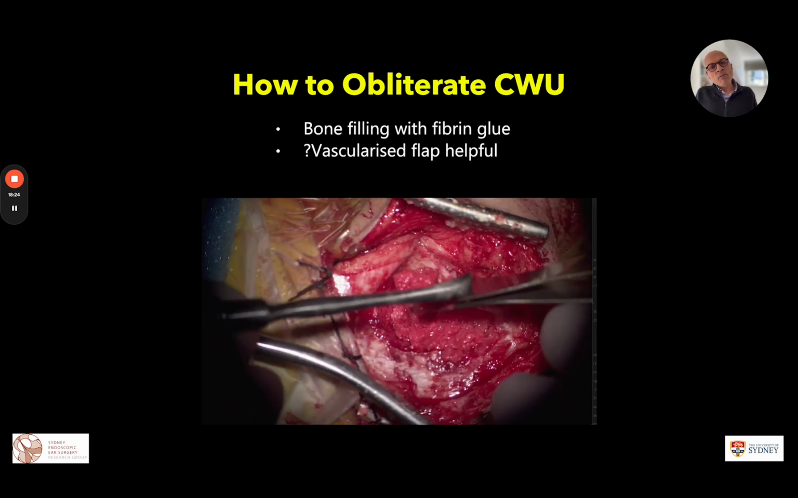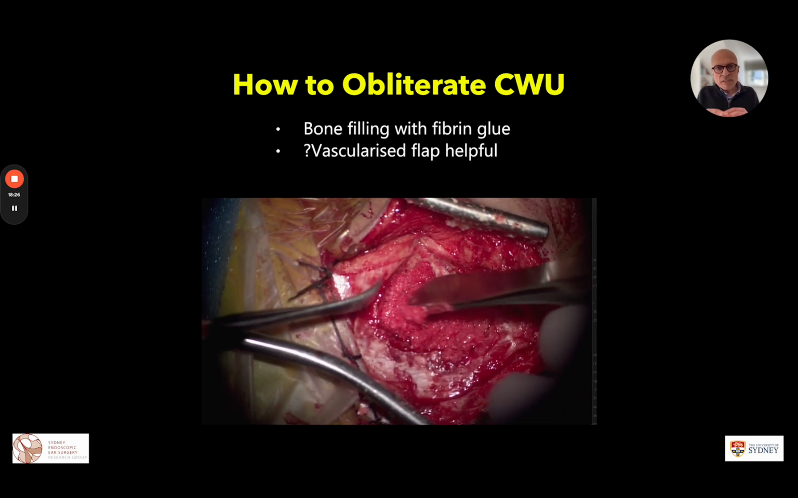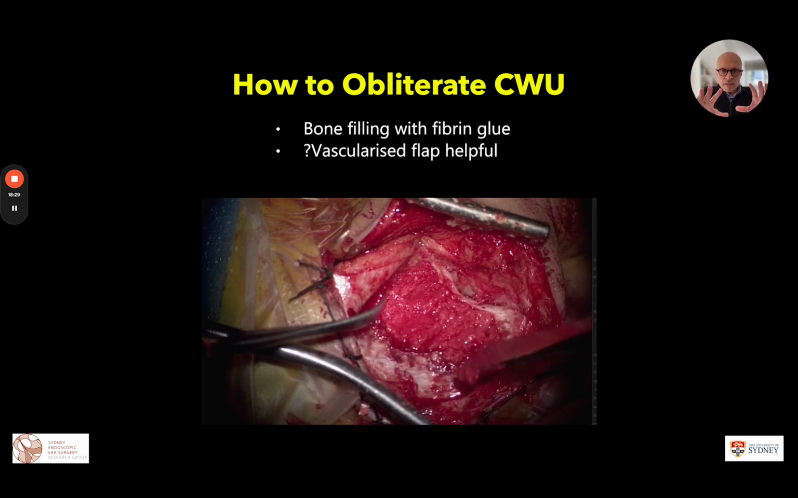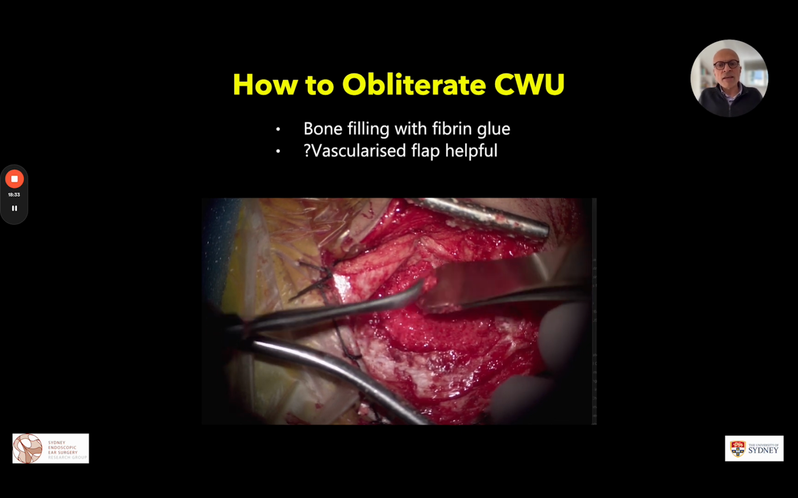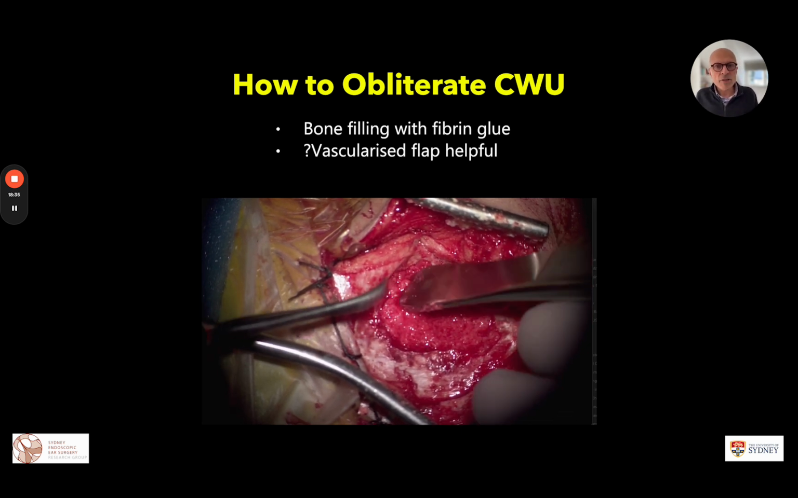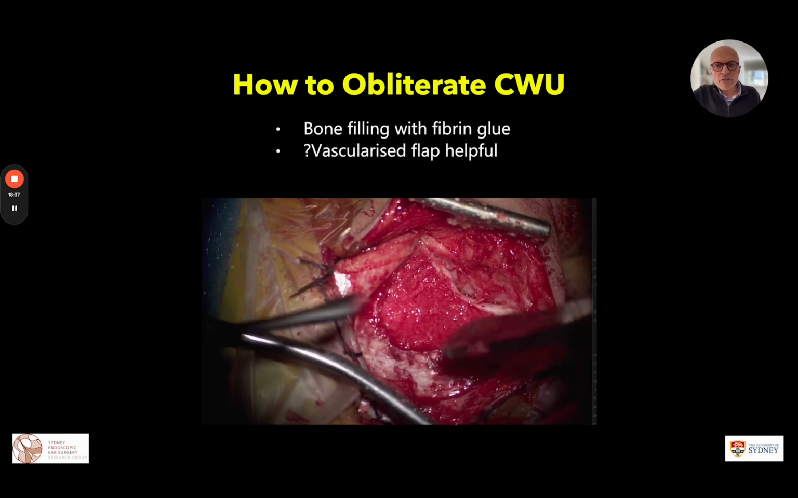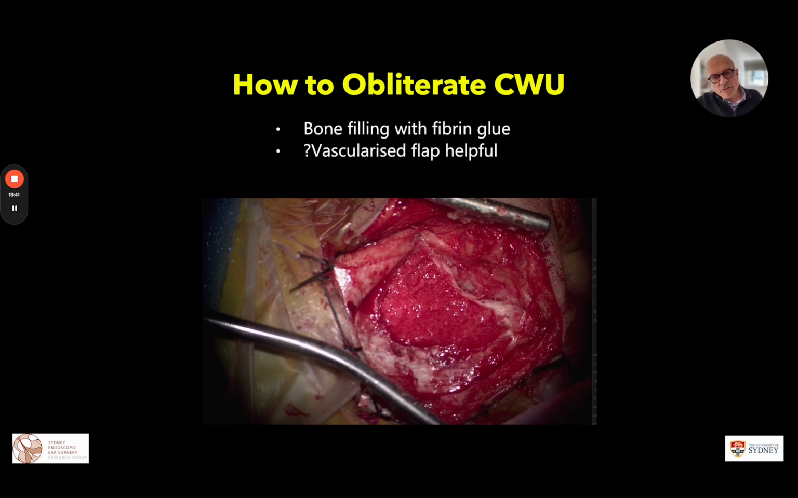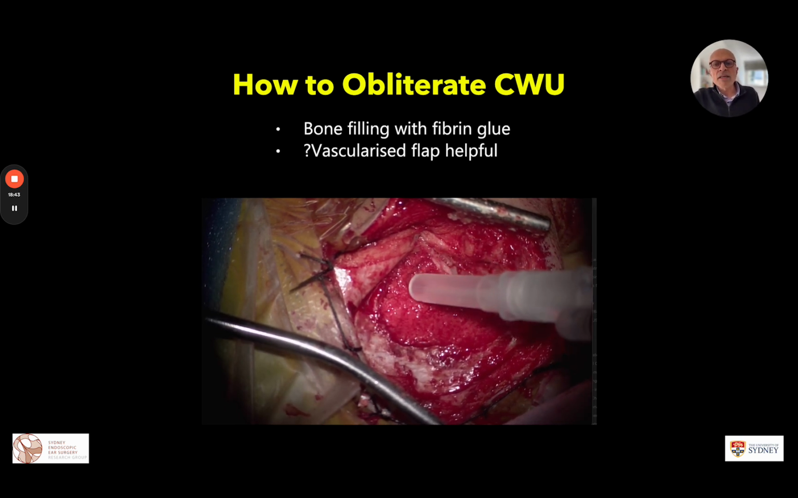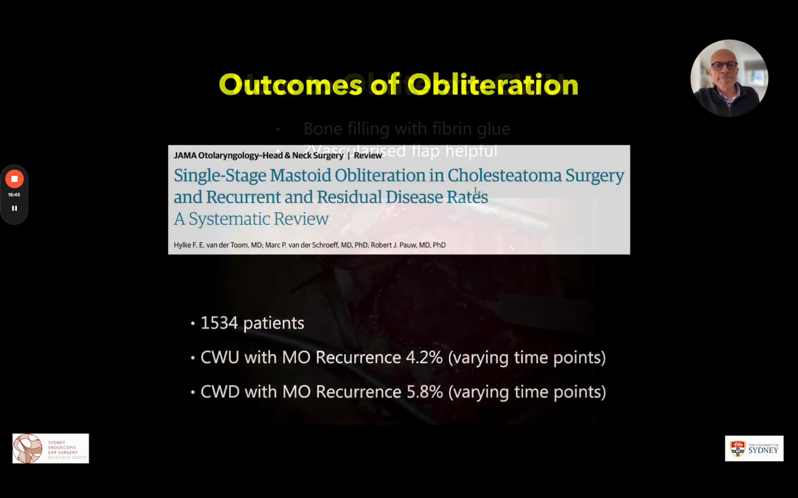And then when we're ready, we tend to mix this bone with fibrin glue, and this tends to provide a nice solid foundation to fill the mastoid cavity. And then I transpose a flap on top of that to try and help with vascularization, particularly in canal wall down surgery. I don't find the transposition of the flap that important in canal wall up surgery.